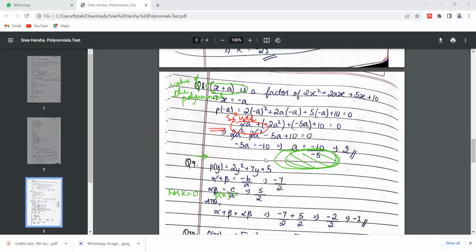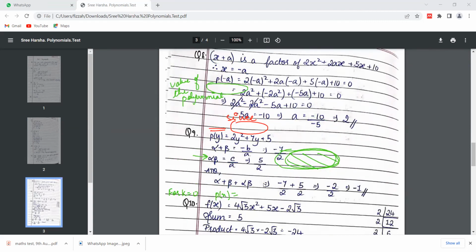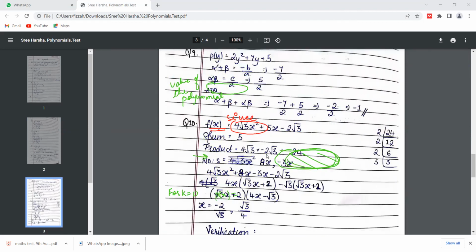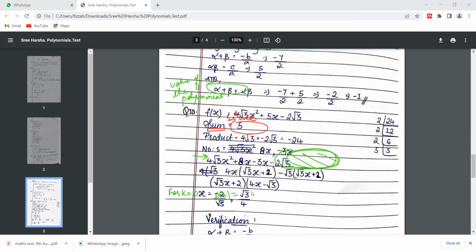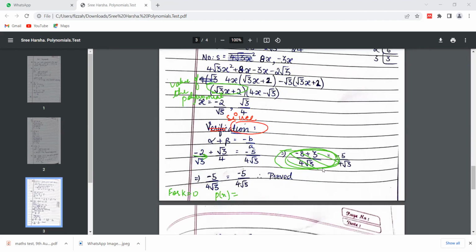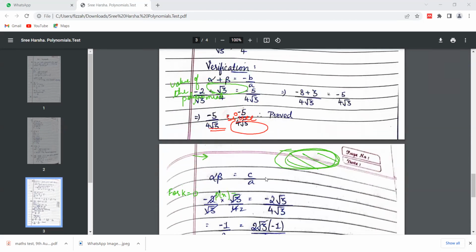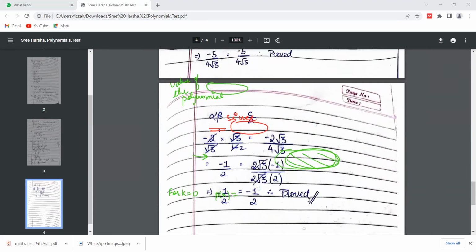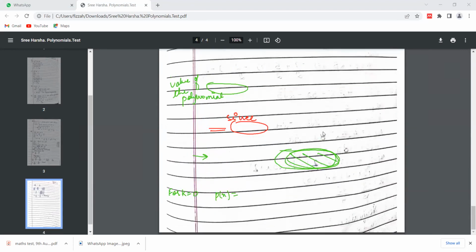Is equal to 2. Okay, this is also right. Yeah, it seems right. Okay. Right. Okay. Verification. Yes. Minus half. Okay. Yeah, rest are all right. Okay. Some little mistakes.